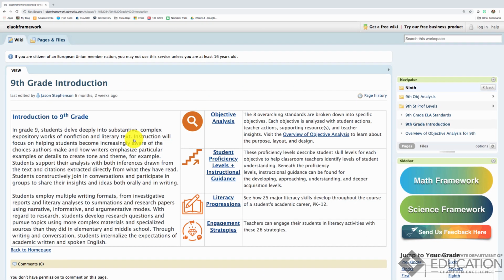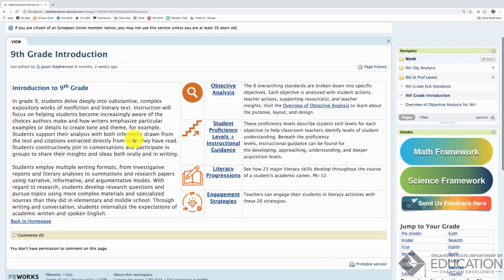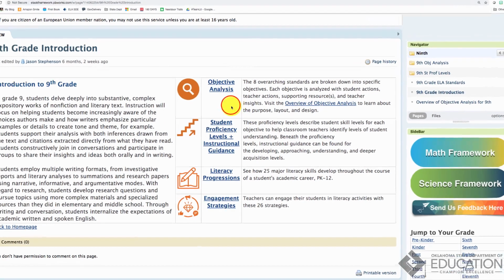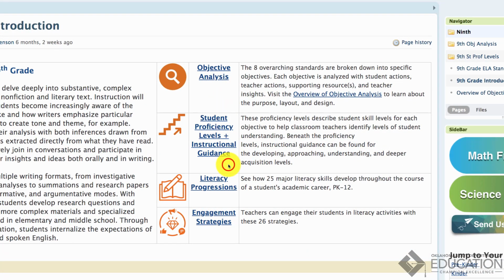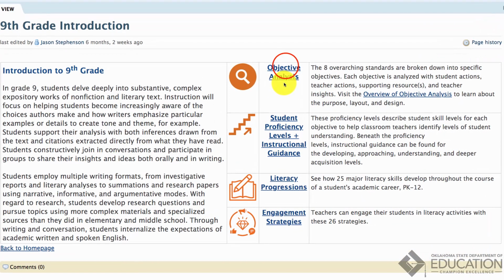Each grade's framework page has an introduction on the left and 4 options on the right: objective analysis, student proficiency levels and instructional guidance, literacy progressions, and engagement strategies. In the objective analysis, the 8 overarching standards are broken down into specific objectives. Each objective is analyzed with student actions, teacher actions, supporting resources, and teacher insights. Let's take a look at one.